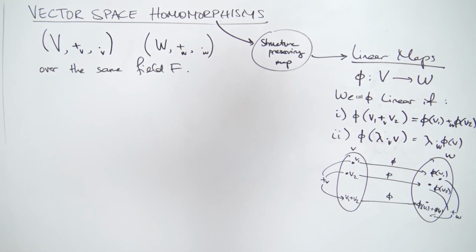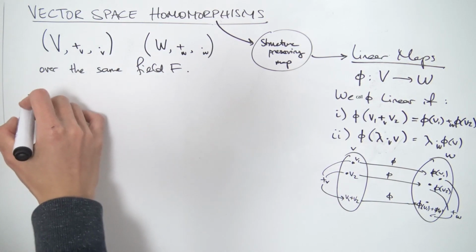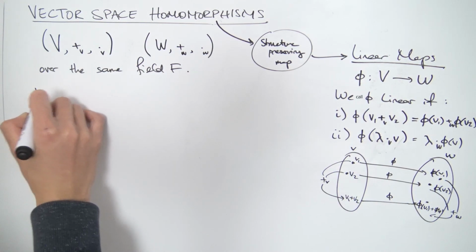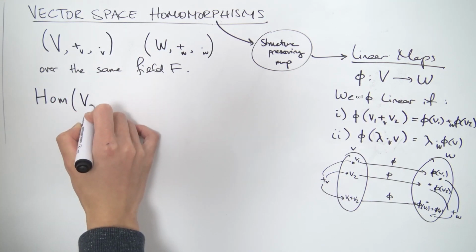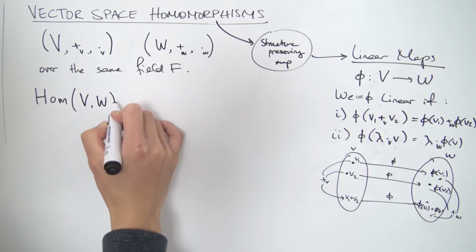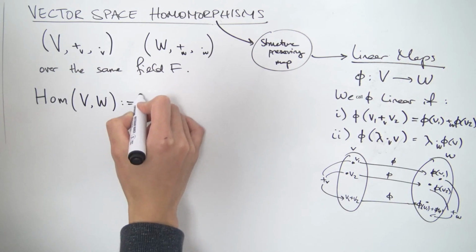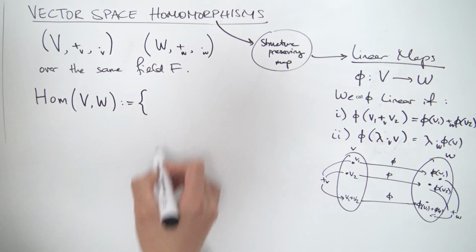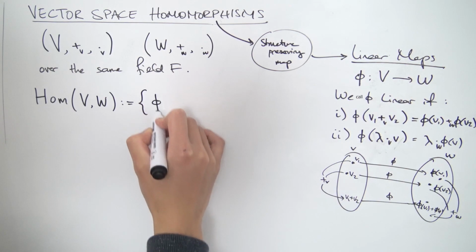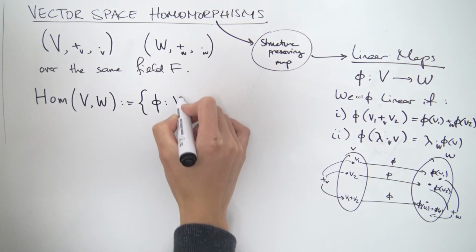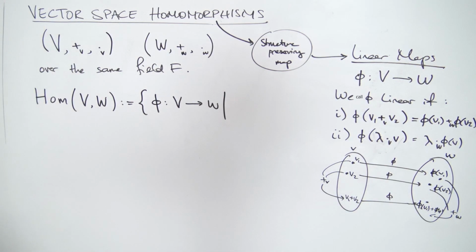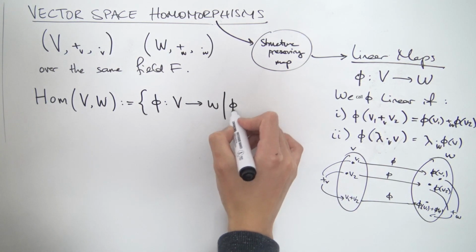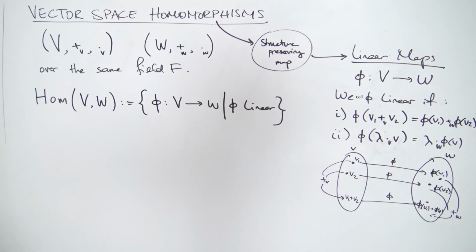It preserves the structure. So the next part of this video, we're going to be defining this new set, which we call Hom over here. And Hom takes two arguments, let's say V and W. And how is this Hom set defined? Well, it's simply defined to be the set of all these maps over here, which go from V into W, and we have the extra requirement that phi is linear. So this is the set Hom(V, W).